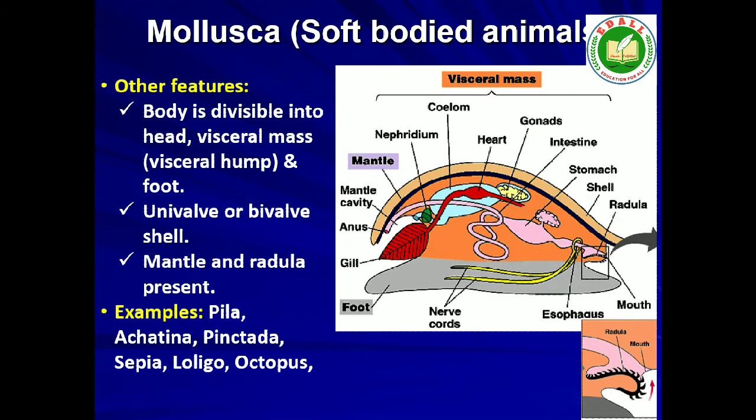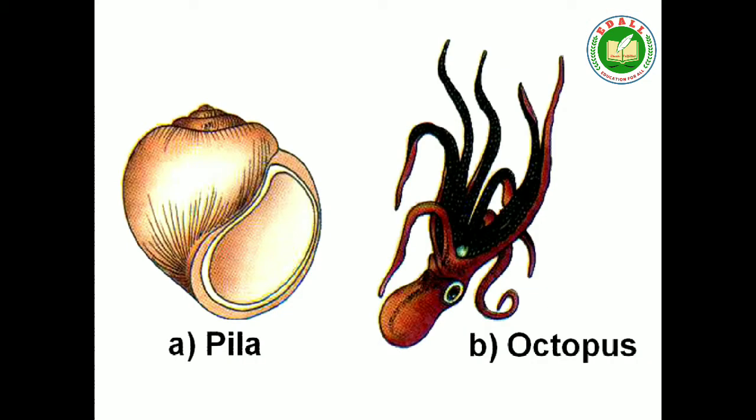Examples: Pila, also called apple snail; Pinctada, also called pearl oyster; Sepia, also called cuttlefish; Loligo, also called squid; Octopus, also called devilfish; Aplysia, also called sea hare; Dentalium, also called tusk shell; and Chaetopleura, also called chiton.